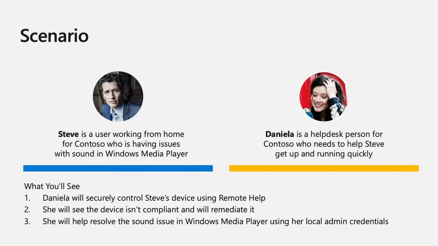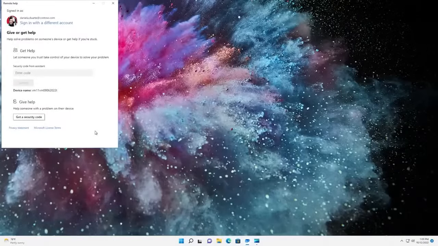And so Danielle is going to sign into his device by creating this connection through Remote Help, and then she will be able to help him resolve this issue that he's having with Windows Media Player. So the first thing that you'll see is a screen here where Danielle is signed into the Remote Help application, and what she will do is get a security code.